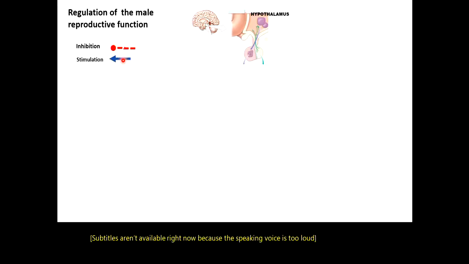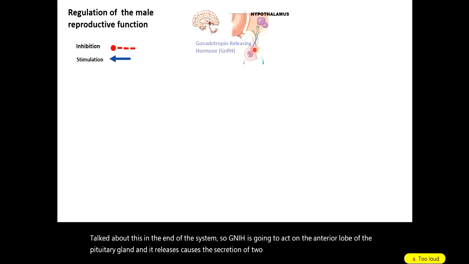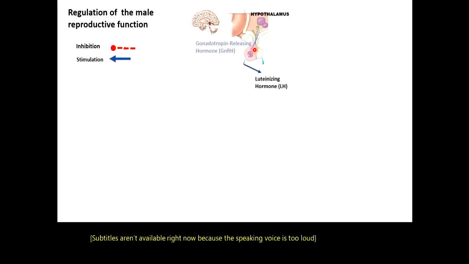So the hypothalamus will release the gonadotrophin releasing hormone, GnRH. We talked about this in the endocrine system. So GnRH is going to act on the anterior lobe of the pituitary gland, and it causes the secretion of two hormones. The first one is the luteinizing hormone, and the second is the follicle stimulating hormone. So luteinizing hormone and follicle stimulating hormone.